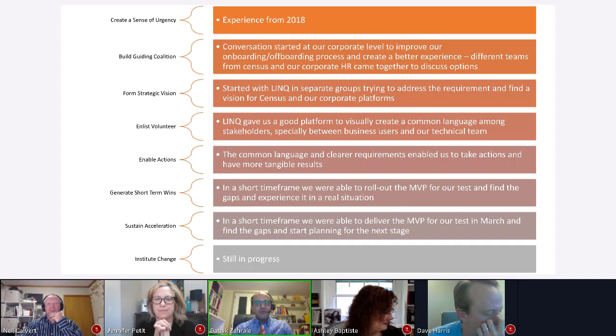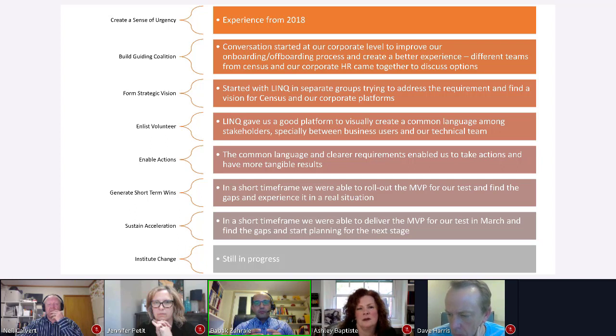So if I'm going to add this framework to our experience, it may give us a better understanding about the experience and show how LINQ has helped us in some of the stages of this process. So for us, the urgency was already there. The experience from 2018 has proved that we need to pay special attention to this offboarding, onboarding process.